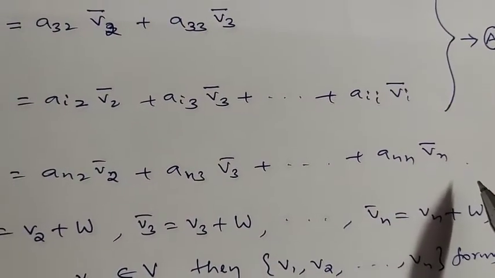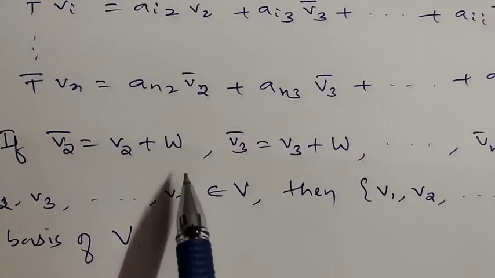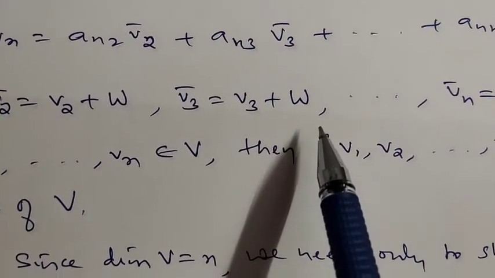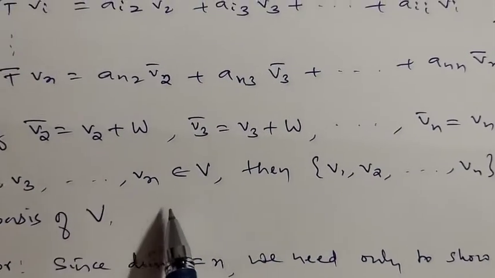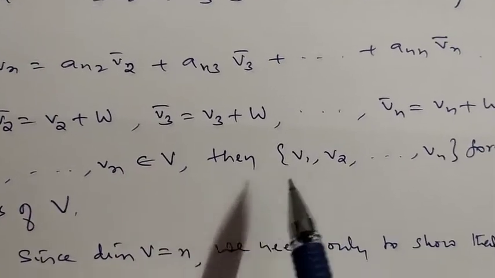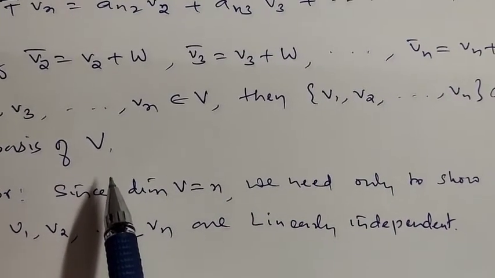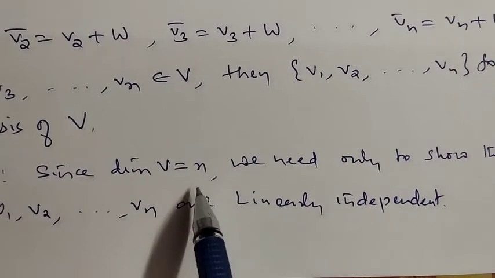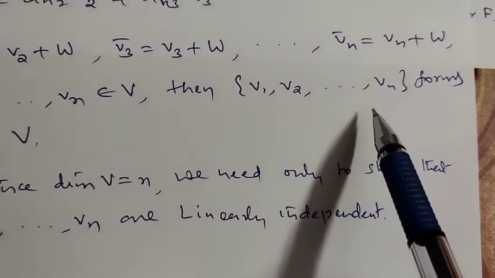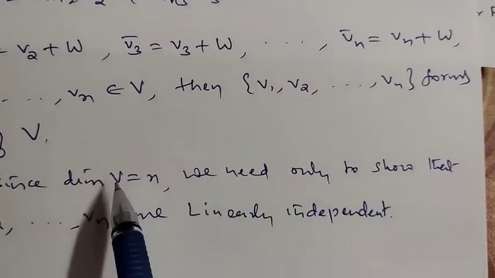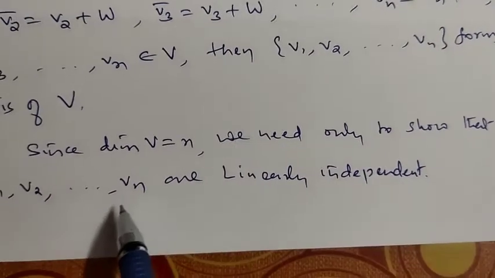Okay. So now if v2 bar can be written as v2 plus W, v3 bar can be written as v3 plus W, and so on, vn bar can be written as vn plus W, where v2, v3, etc., vn are elements of V, then certainly v1, v2, etc., vn form a basis of V. Because look here, the dimension of V we assume to be n. So if you want to show these are a basis, it is enough to show that they are linearly independent, right? Because if the dimension of the vector space is n, then any set of n linearly independent vectors forms a basis. So we will show that v1, v2, etc., vn are linearly independent.